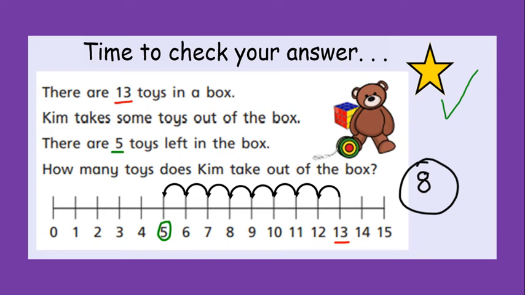She started with 13 toys. She ended up with 5 toys, so she must have taken out 8 toys. 13 take away 8 equals 5. Well done if you knew she had taken 8 toys.